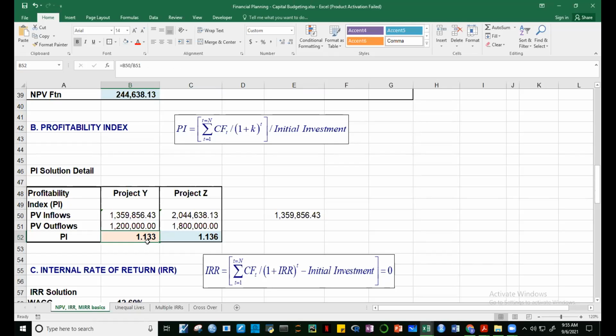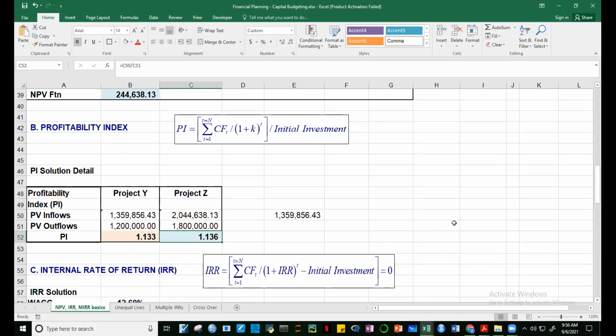So ano ibig sabihin ng 1.13 na to? 1.1133. Ibig sabihin, for every 1 peso of initial investment, we had a present value of inflows of 1.133. Ito naman, for every 1 peso of outflow or initial investment, we got a total present value of 1.136.